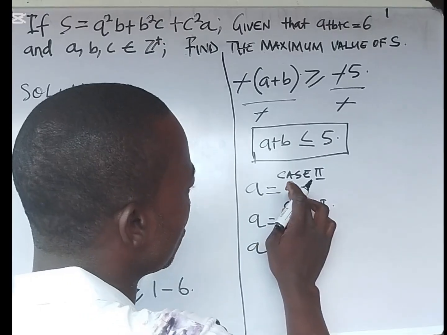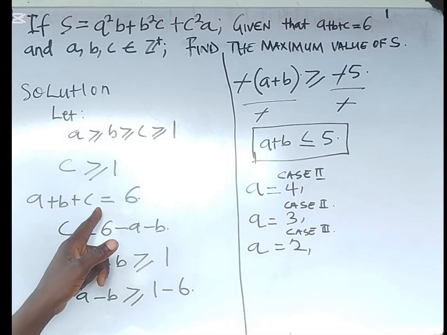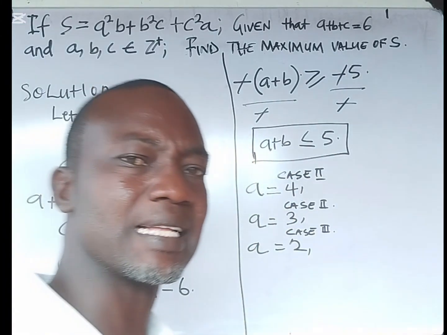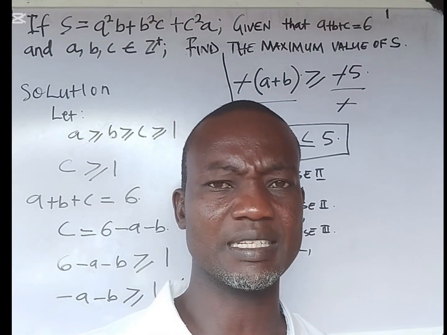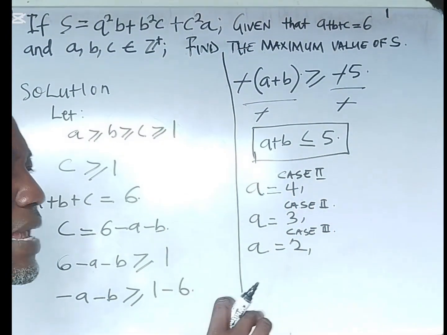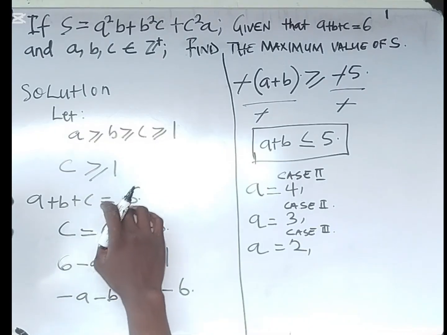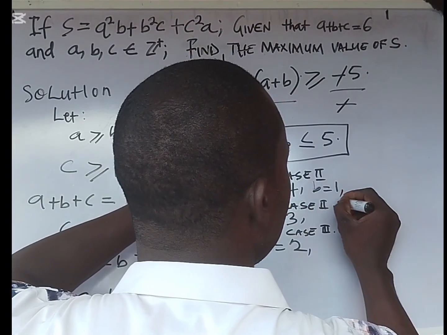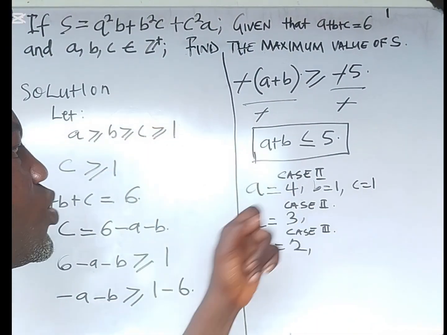So if A is equal to 4, I know that A plus B plus C is equal to 6. Then if A takes 4, it means that B and C are left to share 2. Mind you, they are positive integers. So the only answer that can satisfy the fact that A, B, and C are positive integers, and that A plus B plus C is equal to 6, must be that B will be equal to 1 and C will be equal to 1.